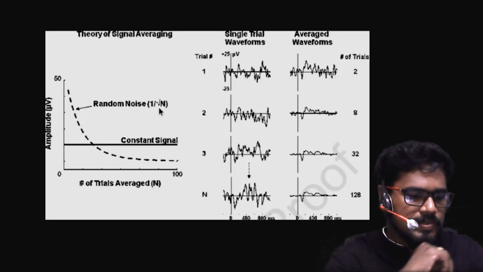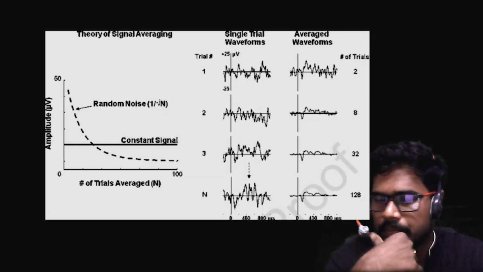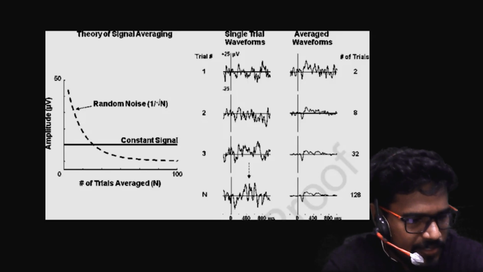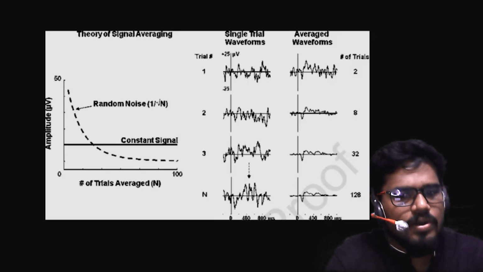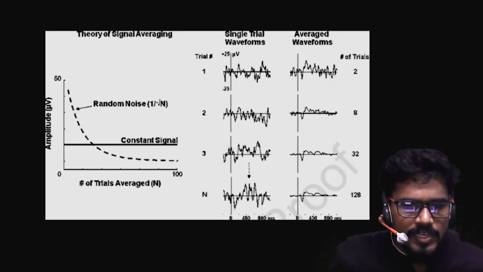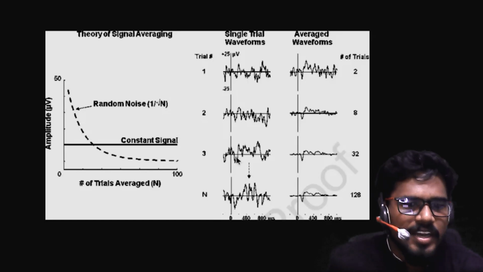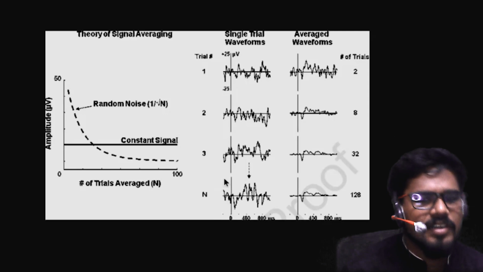Does this concept make sense? I've fairly illustrated it here, right? This is known as signal averaging, the theory of signal averaging. Any question on this? Make sense or doesn't make sense? If you use more signals, that is, if I average 100 signals, I'm going to get a better signal.